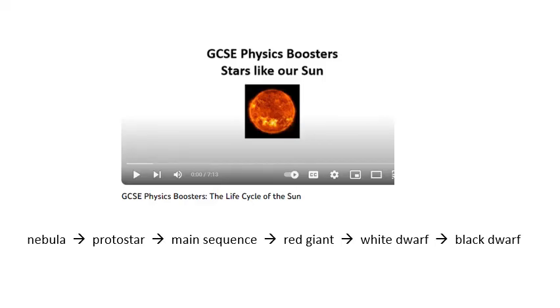Main sequence, that's in the middle of its life. Fusion is ticking over nicely. Red giant, the hydrogen has started to run out and stuff is happening in the core and it blows up like a balloon. And then it shrinks, gravity pulls it in, you get your planetary nebula, you get your white dwarf in the middle, and then after a long, long time, when it's cooled down, you end up with a black dwarf. So this is stars like our sun.